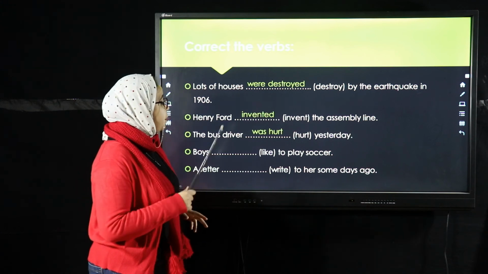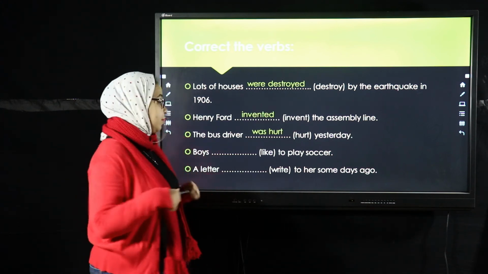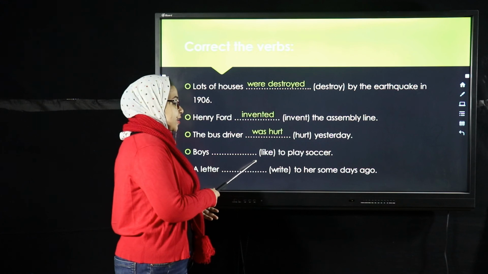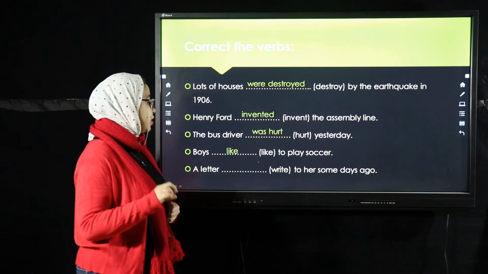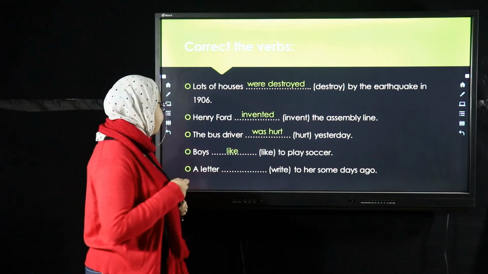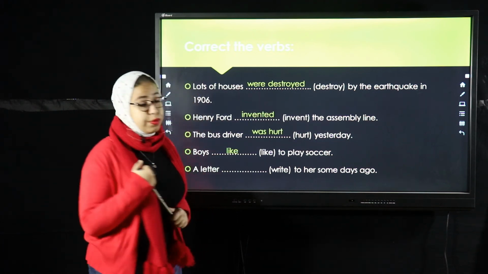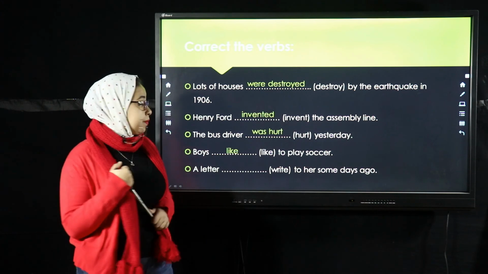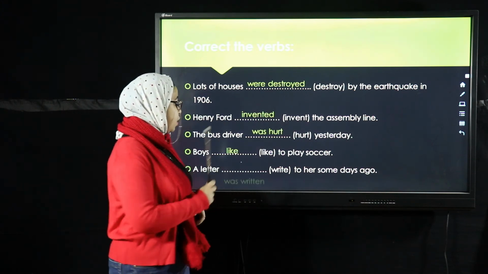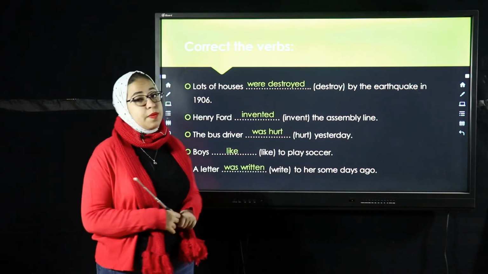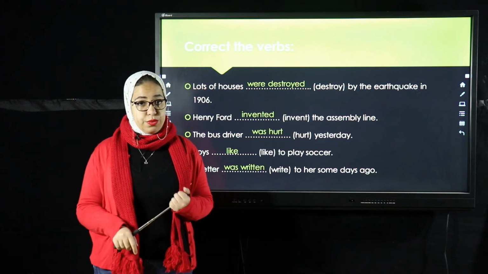Boys to play soccer. Exactly, that's an active voice sentence. Boys like to play soccer. A letter write to her some days ago. This is the past simple. So a letter was written to her some days ago, because I don't know who wrote the letter.